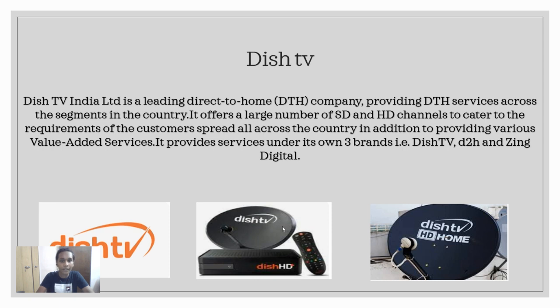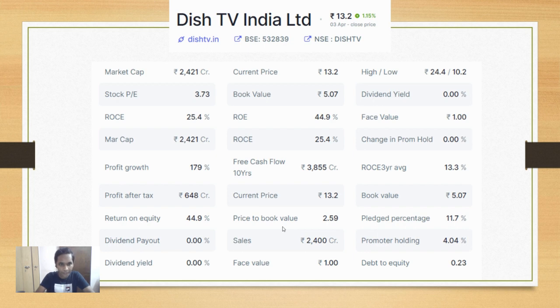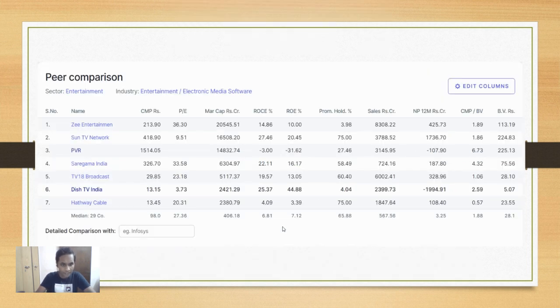The second company which we have taken from the medium-sized companies is Dish TV. This is a brief information of Dish TV. From here we can assess the ROCE, ROE, promoters holding and pledge percentage of Dish TV India Limited. Using this information, we can see that the PE ratio of Dish TV India is 3.73, which is the lowest as compared to all of its competitors, which means it is an ideal share which we can purchase, and thus it is the cheapest share in the entertainment and electronic media software market.